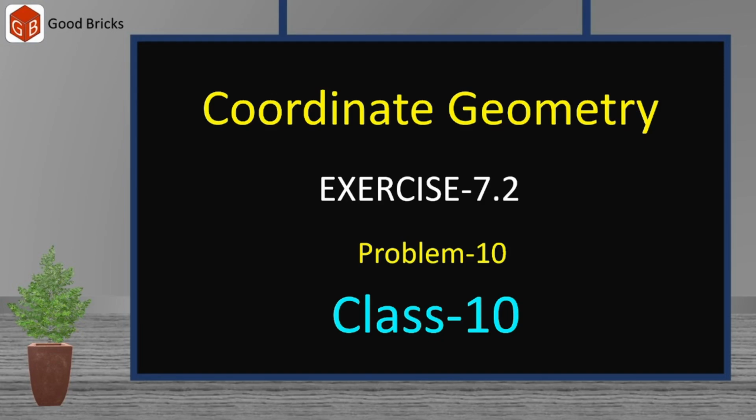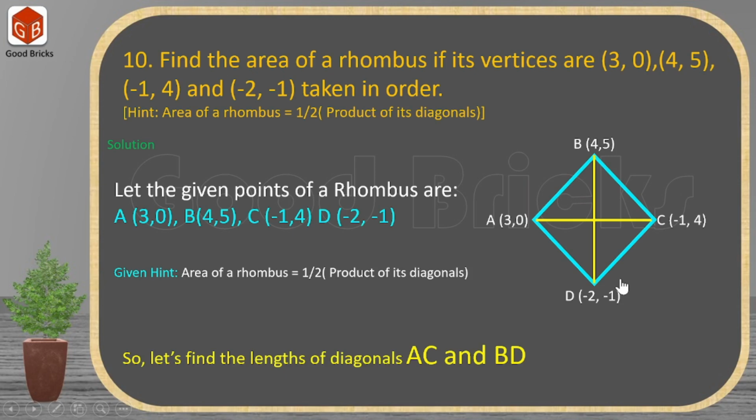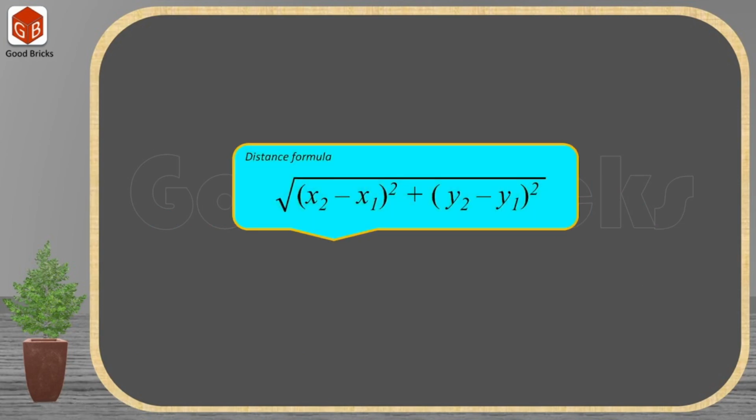Let us now solve the last problem of this exercise and of course this chapter. In this problem, they have given 4 vertices of a rhombus and they are asking us to find the area of this rhombus. For that, they have given hint. What is that? We need to calculate product of its 2 diagonals. So AC and BD are the 2 diagonals. So first of all, let us find their lengths so that we can find the area of this rhombus. So to find the length of these diagonals, we are going to use distance formula.